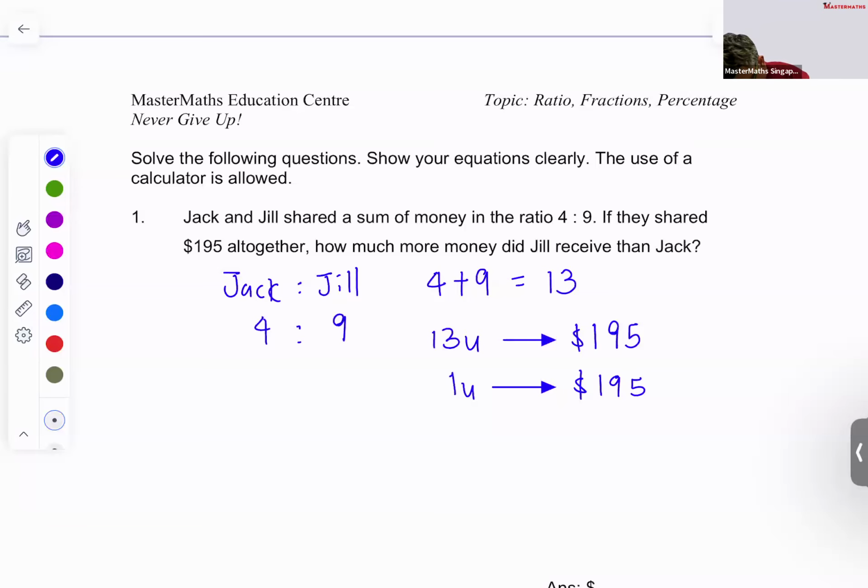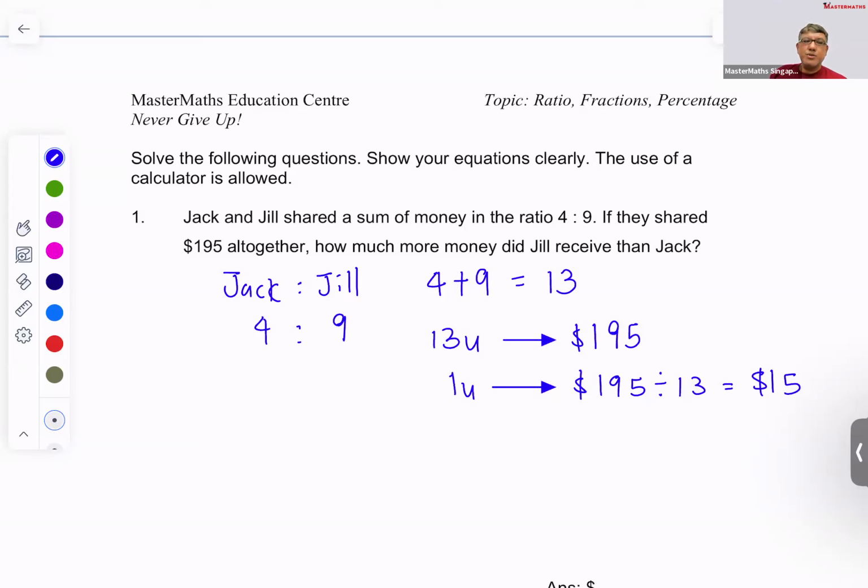Tell me what's the answer. 15, 15, right? This is 1 unit. Now, how many units am I looking for? I am looking for the difference between Jack and Jill, right? The difference. How much more money did Jill receive than Jack? So Jill has more money. How much more units did Jill receive?